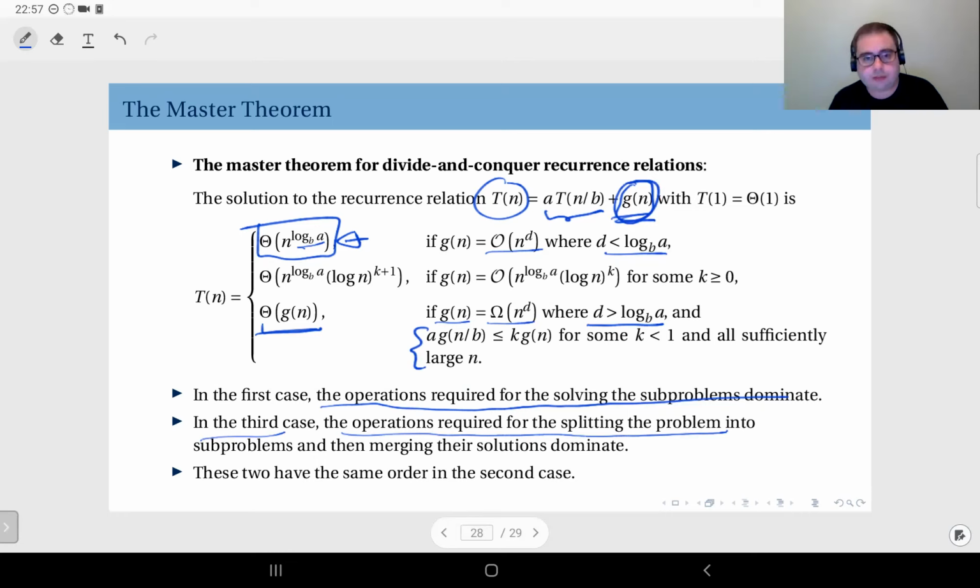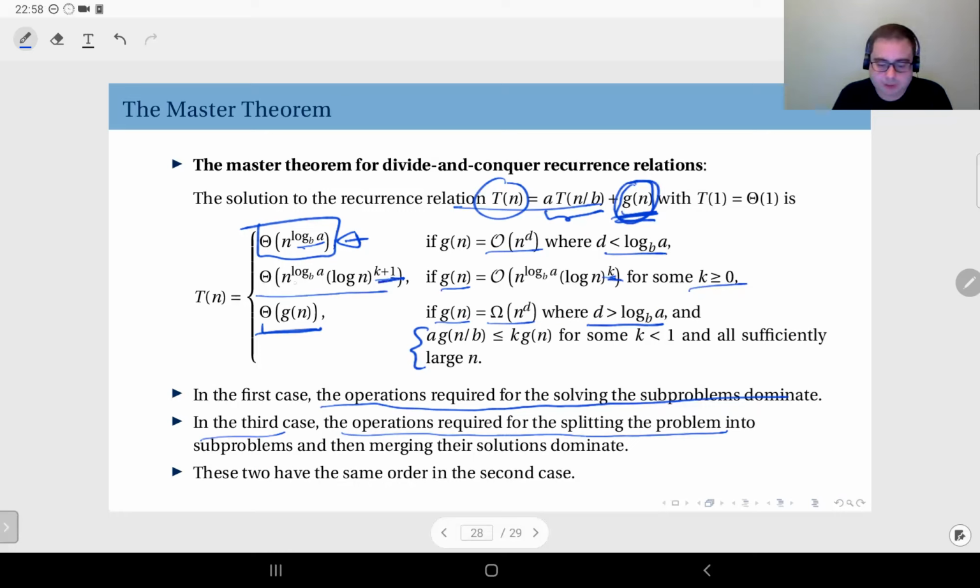And there is a third case, or rather a second case in between. In this case, if g of n, this here, is big O of n to the power log_b a times log n to the power k for some k which is non-negative, then the function is big theta of n to the power log_b a times log n to the power k plus 1. So this is k here, this is k plus 1 here, okay?